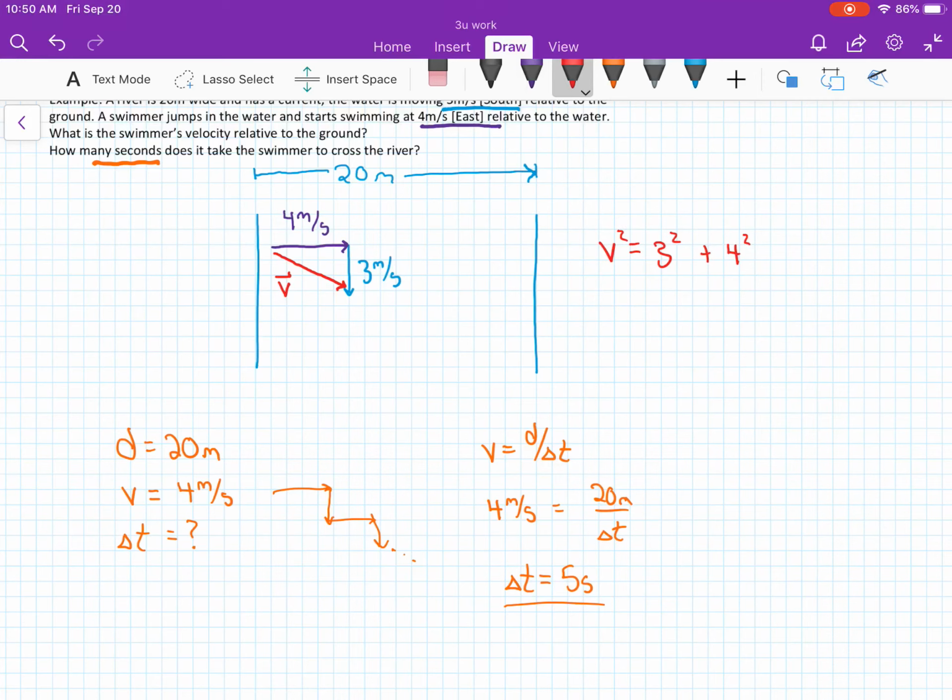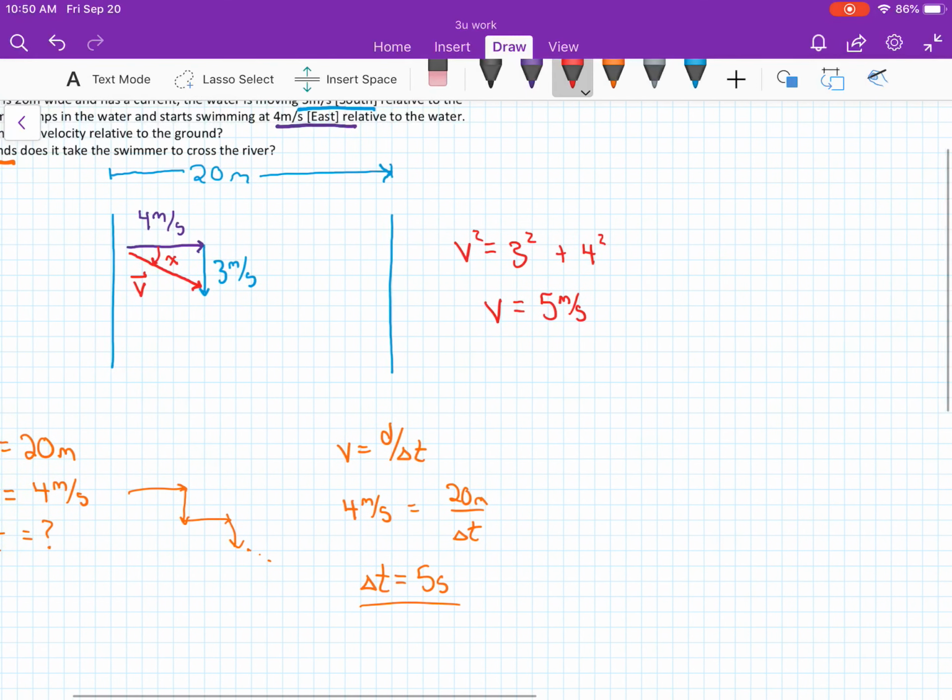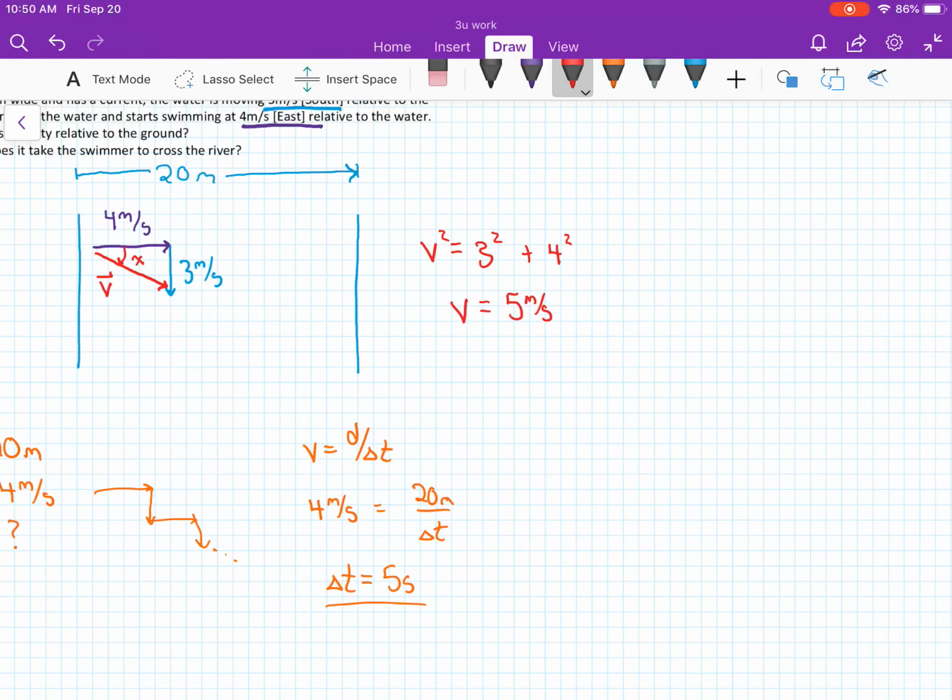V squared equals 3 squared plus 4 squared. This, of course, you probably saw it coming, is a 3, 4, 5 triangle. We're not quite done. That tells us how fast, but velocity requires a direction. Let's call that angle x. If we look at the triangle, we know the opposite and the adjacent. That's a tan function. Within rounding, we'll get that the angle is roughly 37 degrees.